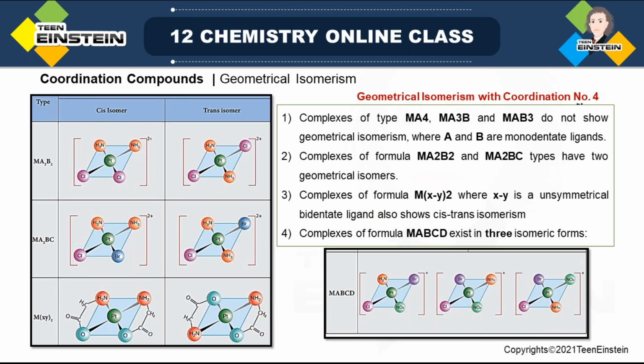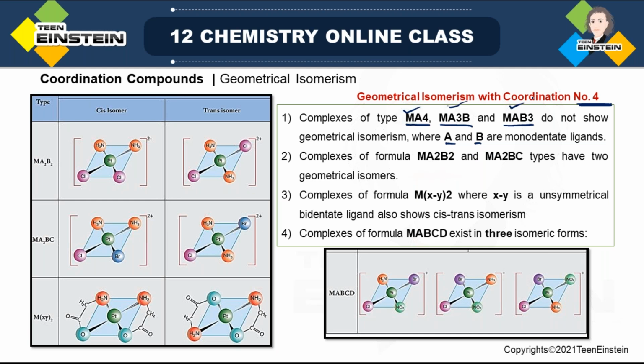Geometrical isomerism with coordination number 4. Under this category, first we will see the different types. A complex of type MA4, that means all 4 ligands are the same. Then 3 ligands the same and 1 different, A3B or MAB3, which is actually the same. They do not show geometrical isomerism. And obviously from the formula it is clear that here A and B are monodentate ligands. So if you have this type of formula with coordination number 4, no geometrical isomerism is possible.